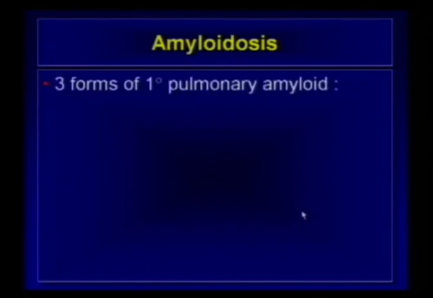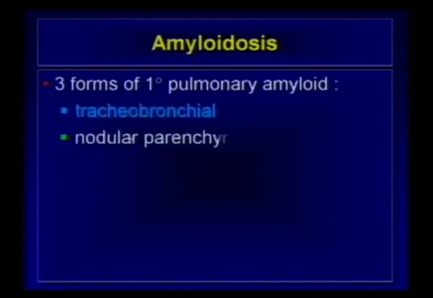There are really 3 forms. When you're thinking about amyloid and you're wondering how you can get a handle on this disease, there are really 3 major ways you see it in the lung. It's rare any way you look at it. Tracheobronchial is probably the most common way you'll come across amyloid in the lung. Nodular parenchymal, and I'll show you an example of that, is just a big mass in the lung. Often it'll have a little bit of calcium in it, but it's not specific.